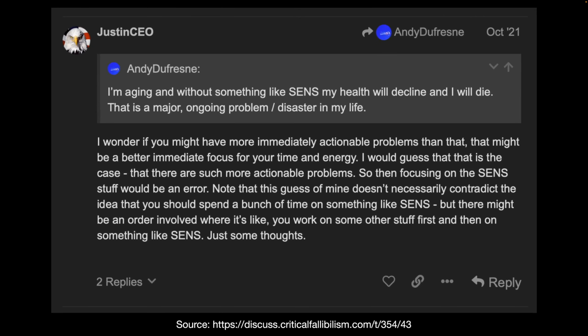So here's a forum post by Justin, and we're going to discuss his paragraph. SENS is an anti-aging organization. They're trying to do medical research to increase longevity. I think this is a reasonably typical paragraph. It's not especially good or bad.